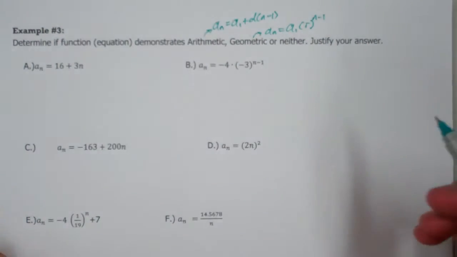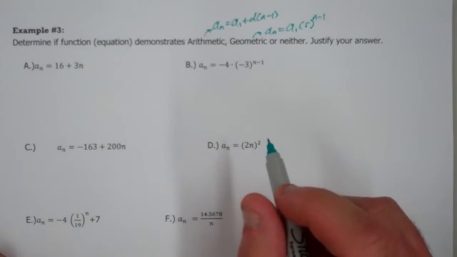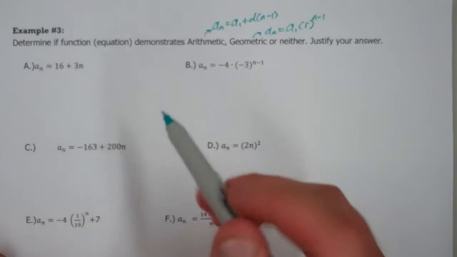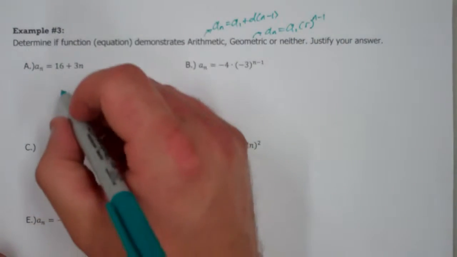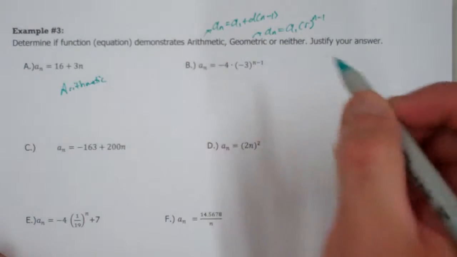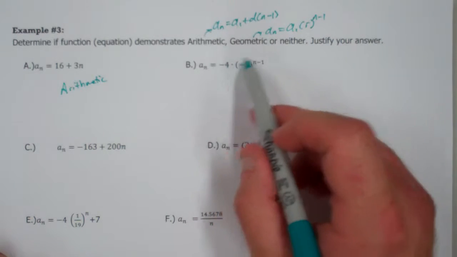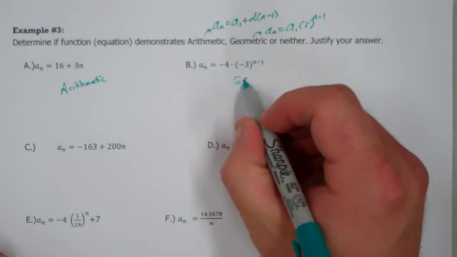You can also think of this as slope-intercept form. The rate of change is the same every time. In this case, we'd be adding 3 each time. And if you needed to, you could make a list of numbers, but this one is totally arithmetic. The next one looks almost like this one, except a sub 1 is negative 4 and r is negative 3.